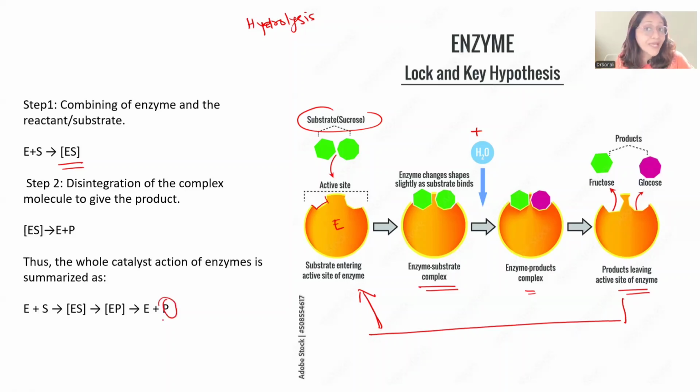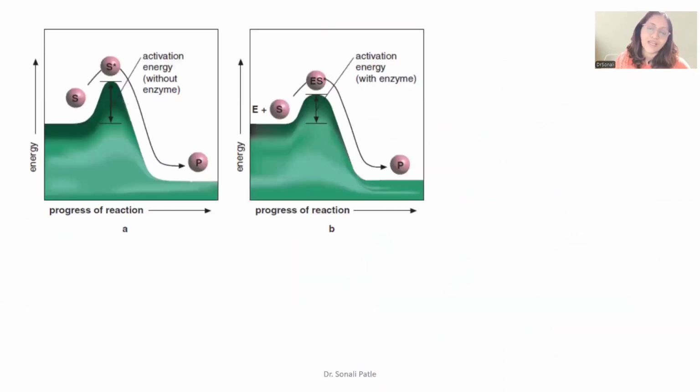Now, what is the mechanism behind the conversion of reactants into products? This reaction will anyway take place, but what is the function of enzymes? It will speed up the reaction, which means it will accelerate the speed of the reaction.